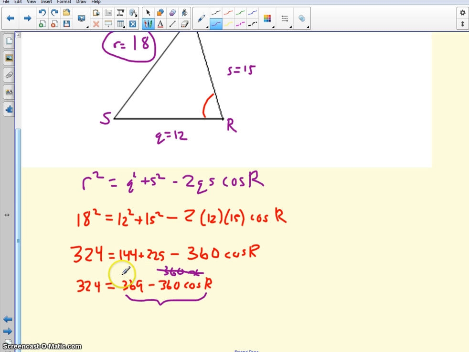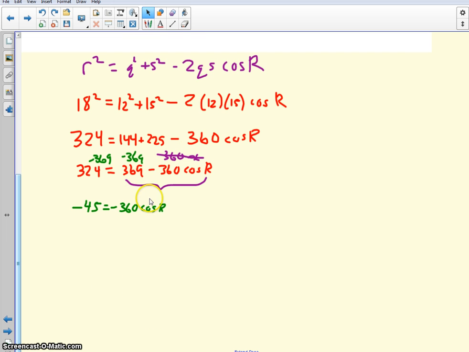So what we need to do instead is subtract 369 from both sides of the equation and see what that gives us. So if we go 324 minus 369, I get negative 45 over here, and negative 360 cosine of R. Okay, we're getting there. Again, the algebra is pretty complicated here. So negative 360 times cosine of R is on the right.